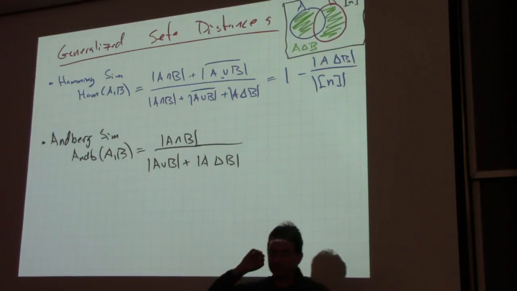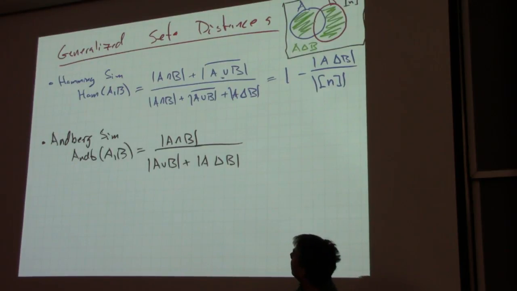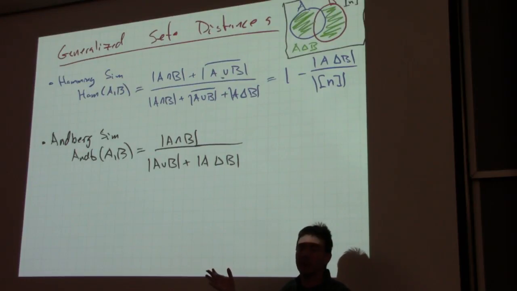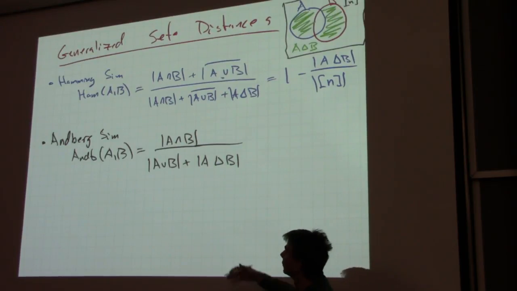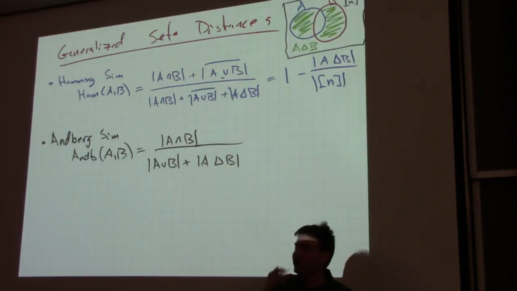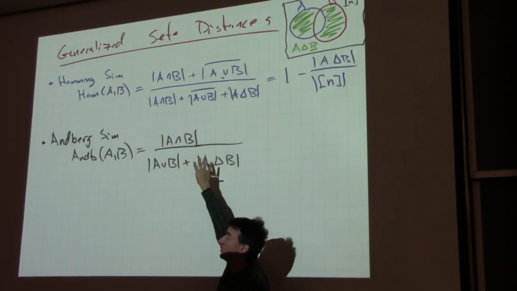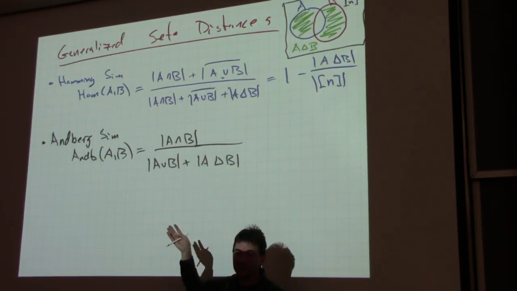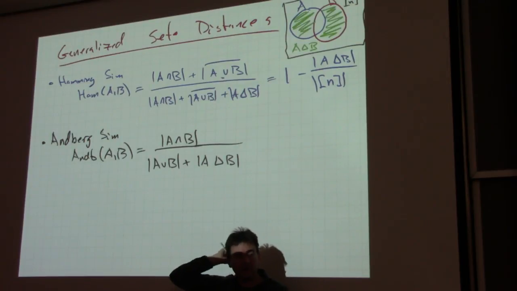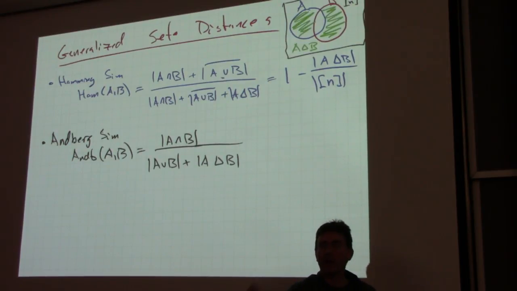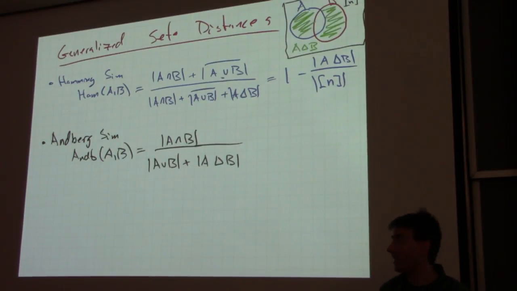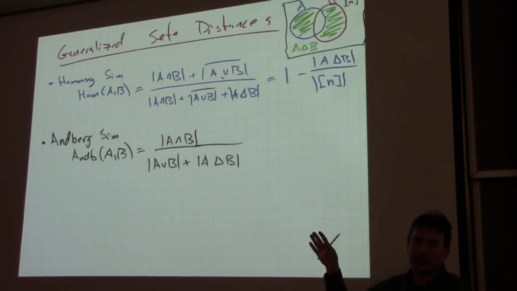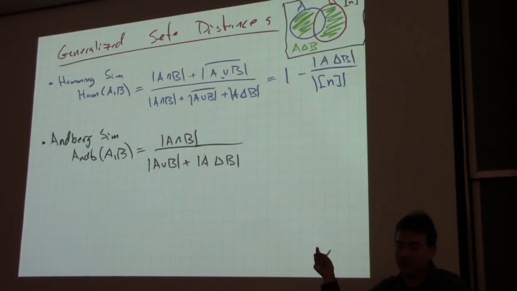Before, I just divided by the union, now I'm adding to the denominator, so I divide by something larger. If the symmetric difference is larger, I make this smaller. So the denominator is still larger than the numerator, so it's still between 0 and 1. They're both always positive, and it's a well-defined similarity. There's some context where the Anberg similarity is the common thing to use for some versions.